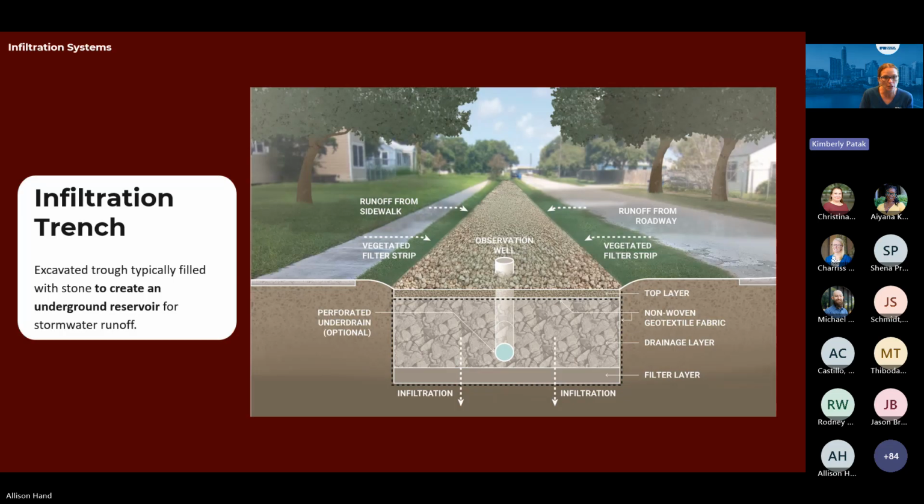if you've got good infiltration conditions, or if you have poor or even mediocre infiltration conditions, it can also include an underdrain as well. But basically, the water just sheet flows across an area and off of a sidewalk or off of a parking lot into that infiltration trench.